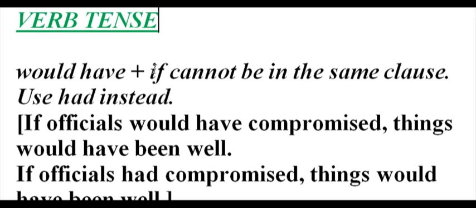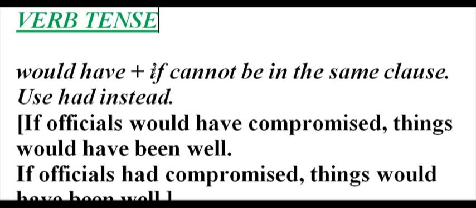So if we say, if officials would have compromised, things would have been well. The clause here is if officials would have compromised. That's one clause because that makes sense in and of itself. All we need to have a sentence, if you've ever learned this, is simply a subject and a verb. So something that is done and something that is doing the action. The other clause is things would have been well.